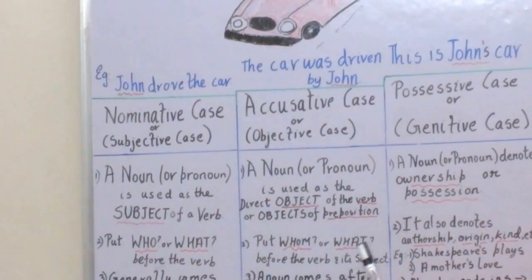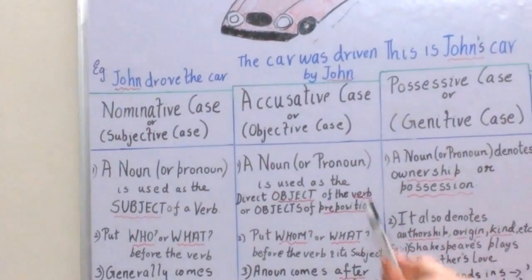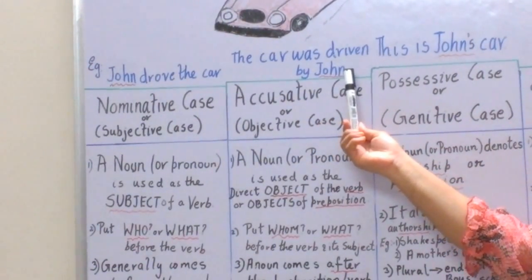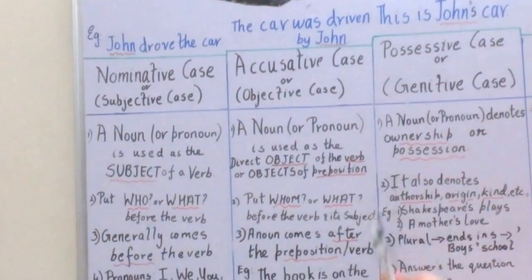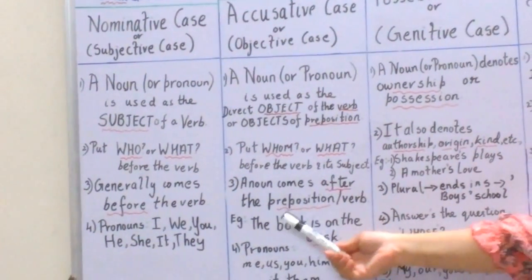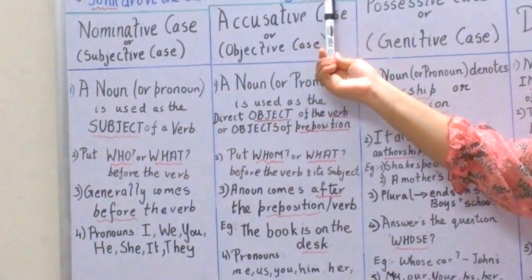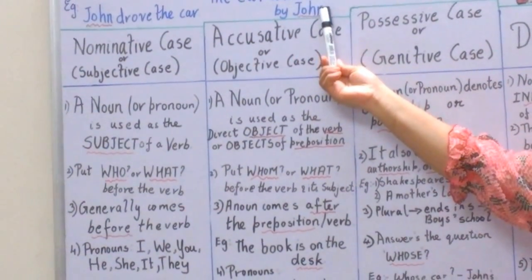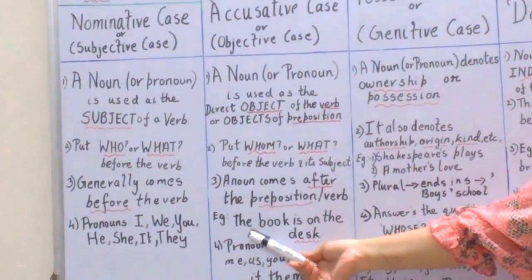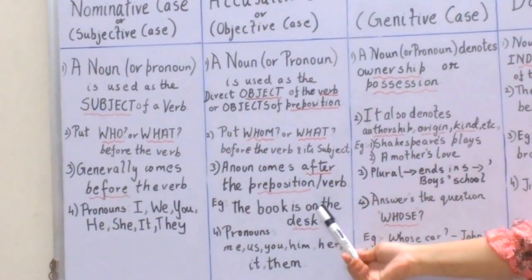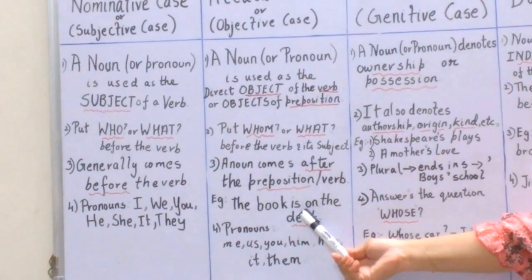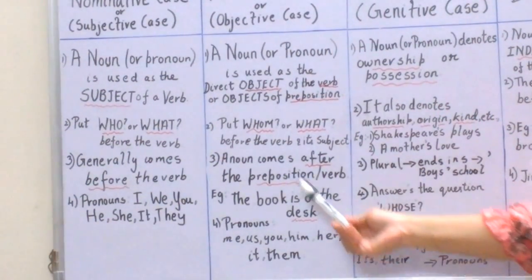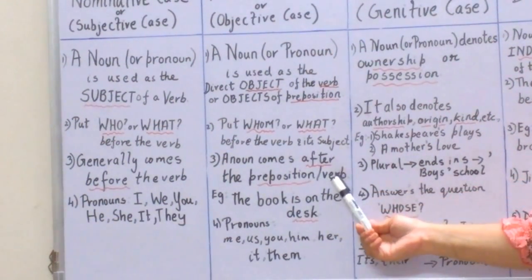We always put whom or what before the verb and the subject. By whom was the car driven? Yes, by John. So John is the accusative case. A noun always comes after the preposition. Now we have by, which is a preposition, and John comes after it. Here we have the example, the book is on the desk. On the desk is a prepositional phrase. On is a preposition, so the desk becomes an accusative case, because the noun comes after the preposition.